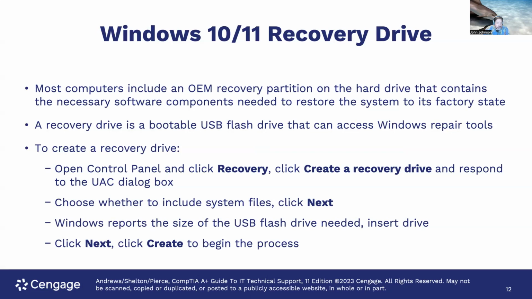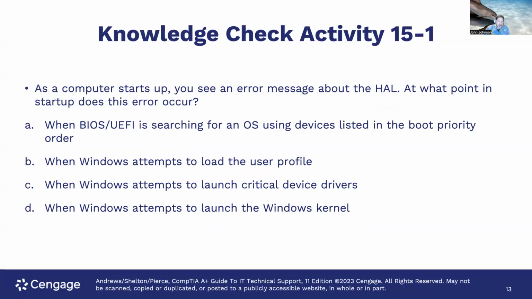So a recovery drive is a bootable USB flash drive that can access Windows repair tools. If you want to create one of those, you can go into Control Panel, click on Recovery, create a recovery drive, and then respond to the UAC dialog box. You have to choose whether you're going to include the system files, then hit next. It's going to tell you the size of the USB flash drive that you're going to need. You're going to need to insert that, then click next and create to begin the process. It shouldn't take too long to make, because I believe the whole setup is under 20 gigabytes, so it doesn't take that long.